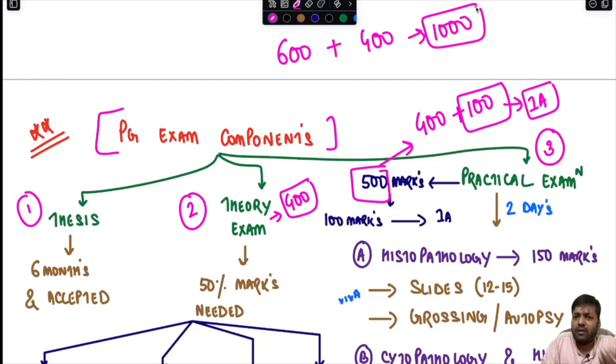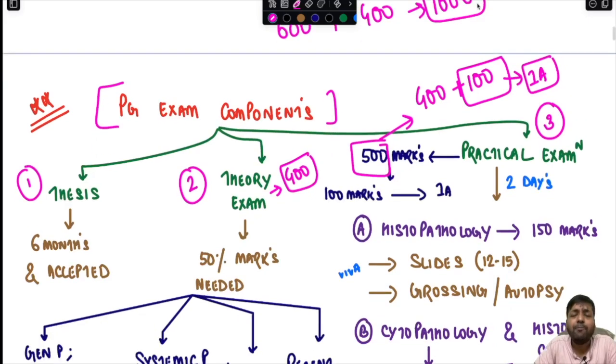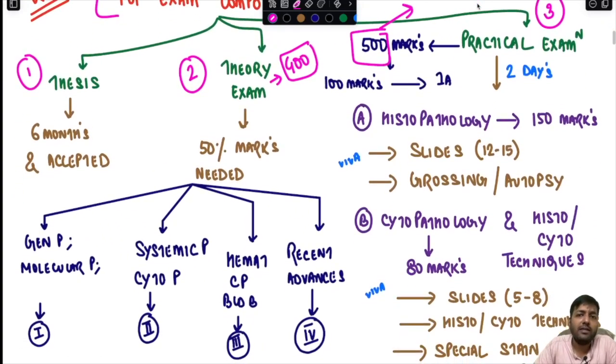Okay. So whatever it be, it is your percentage that matters. For your examination, you need to get separately 50% in theory and separately 50% marks in the practical to pass the exam. This is what is required. Okay. So the first important part is the thesis.